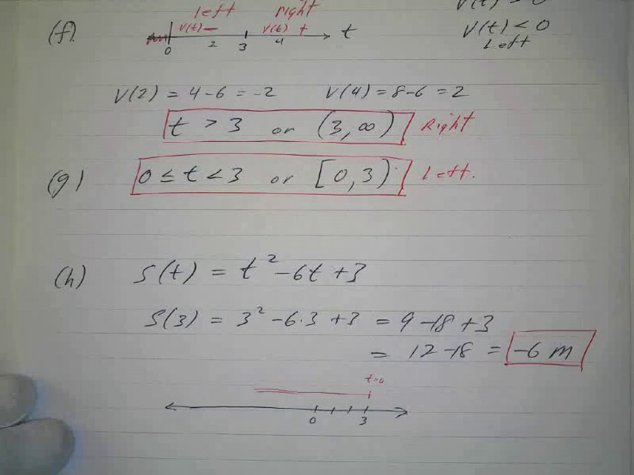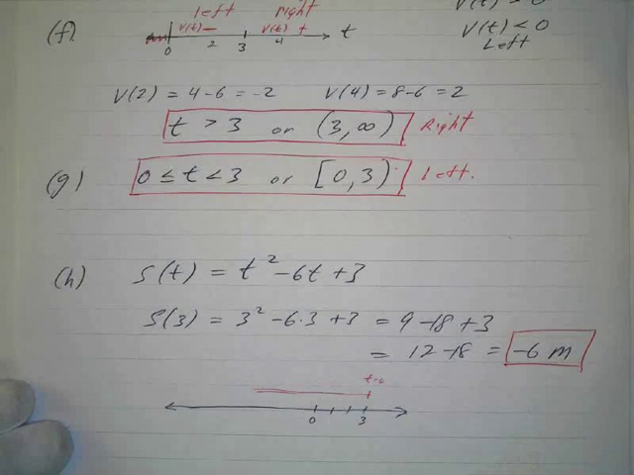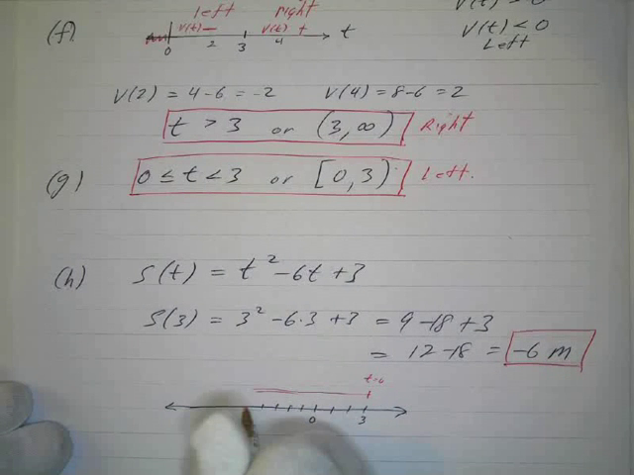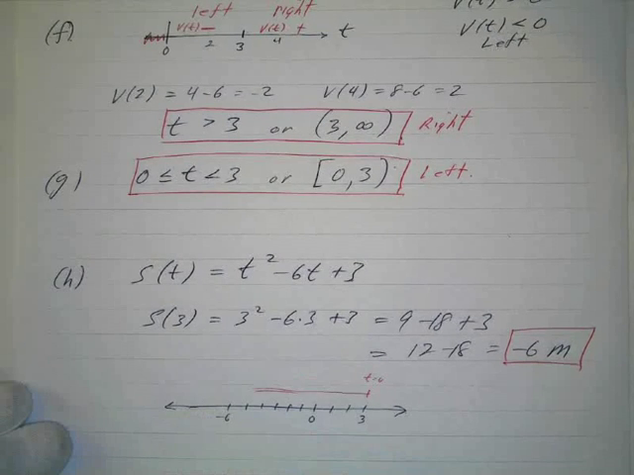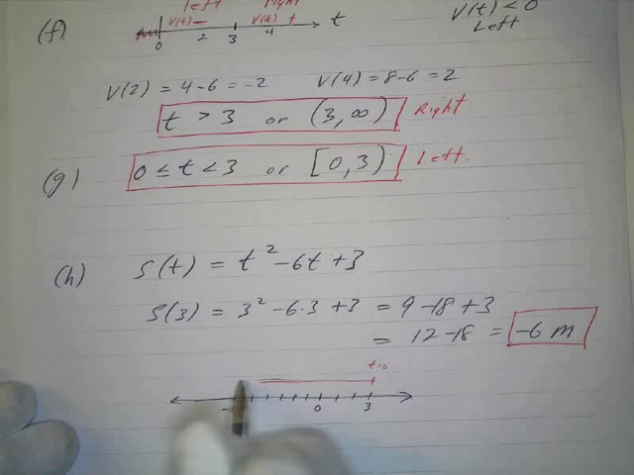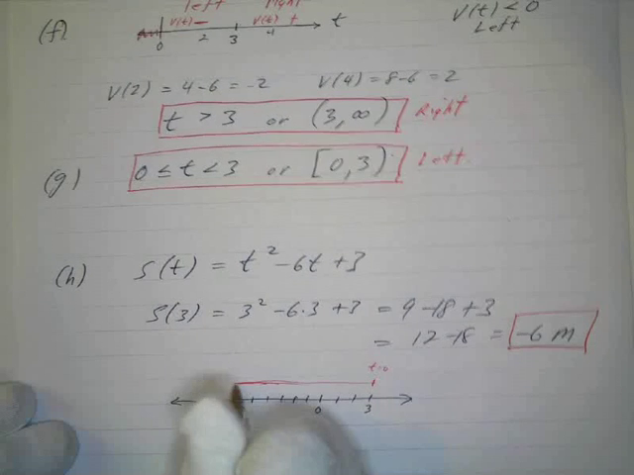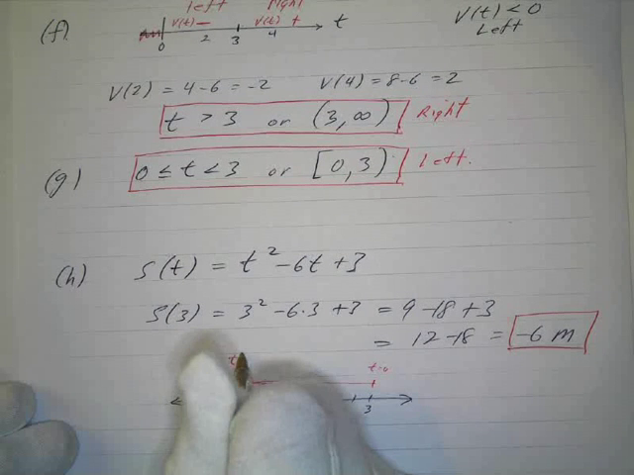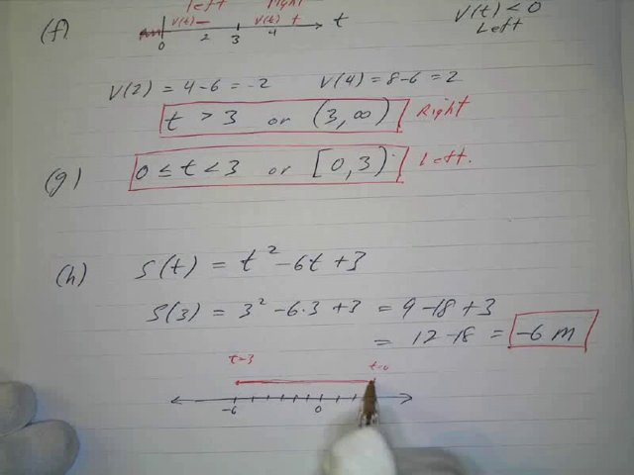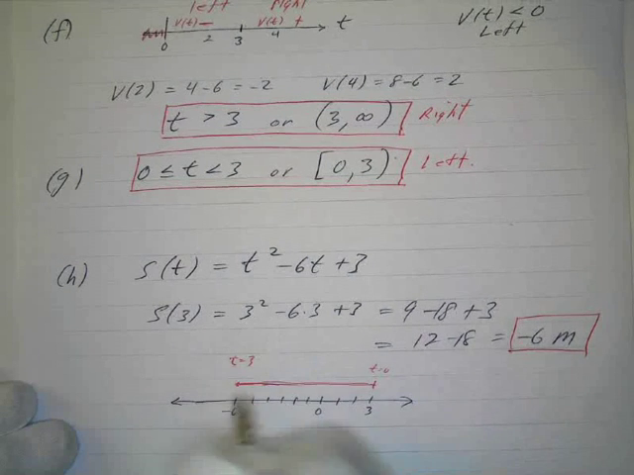And now let's find out where that's going to be. That's going to be at negative 6. So we already did that. So 1, 2, 3, 4, 5, 6, negative 6. And then we're going to go for 3 seconds. And then at t equals 3, we're going to stop. And then we're going to turn around and we're going to move to the right.